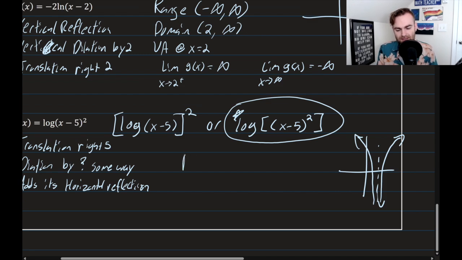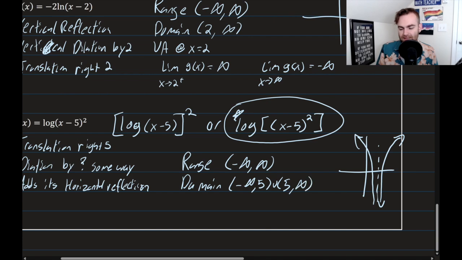The range of this, we should know, is -infinity to +infinity. The domain, look at the domain. Look at our sketch. What do you assume it is? It's -infinity to 5 and 5 to infinity. It's everything but what makes the logarithm 0, because the logarithm is never going to be evaluated at a negative number. 0 is the only problem.